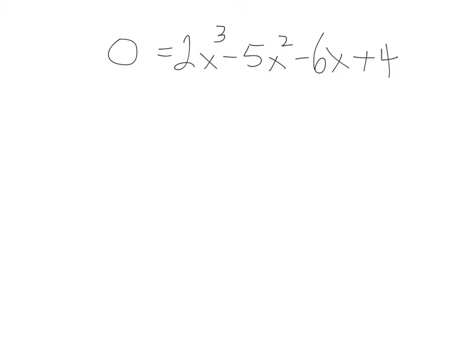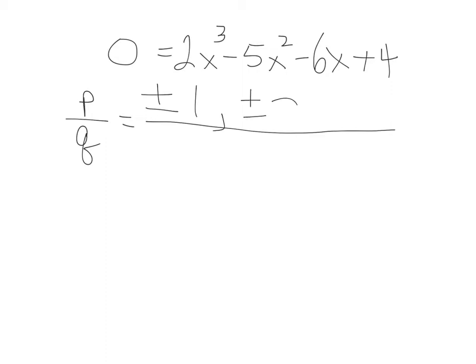So just having it set equal to 0 is a quicker setup than having f of x originally. First off, we're going to do our p over q, and then we'll compare p over q to our graph. So p are the factors of the constant term. The constant term's 4, so the factors of 4 are plus or minus 1, plus or minus 2, plus or minus 4. And then q is all of the factors of the leading coefficient, which is 2, so plus or minus 1, plus or minus 2.